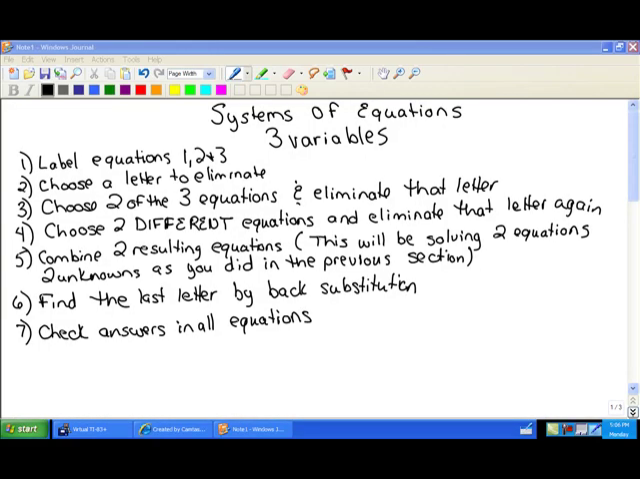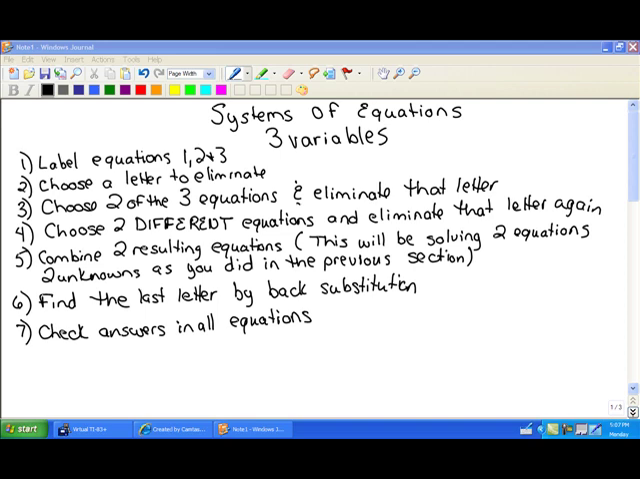We're now going to look at solving systems of equations having three variables. It's going to be very important that you stay organized in this process. If you will follow these directions, it should help your organization. First, label the equations 1, 2, and 3.